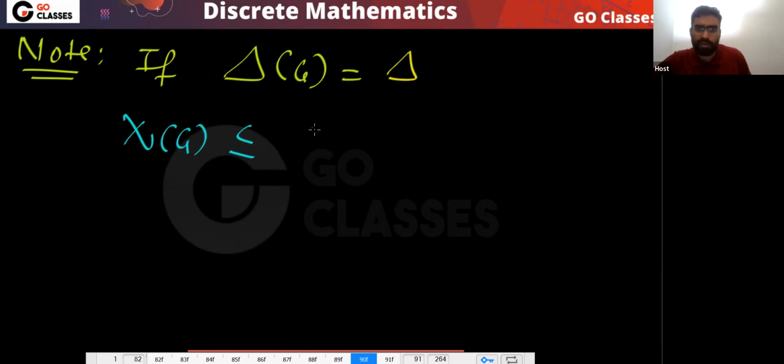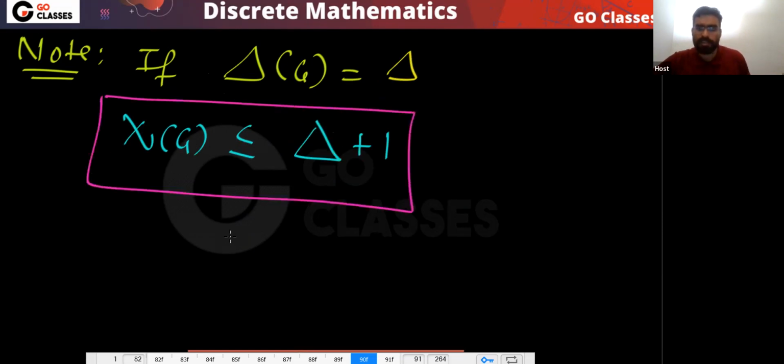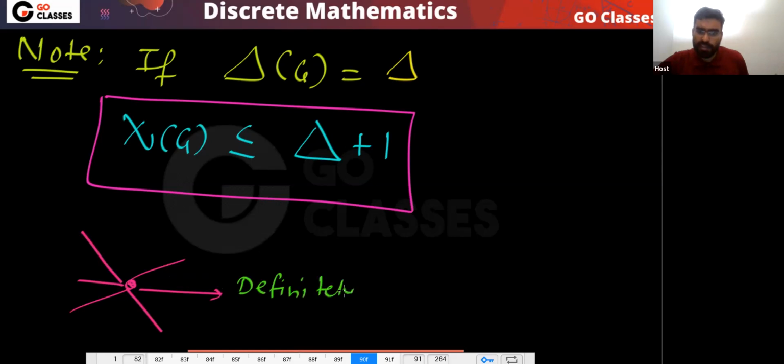Definitely it will be less than or equal to delta plus 1. I can guarantee that the chromatic number will be less than or equal to delta plus 1. Why? What is the reason? Because any vertex you take will definitely get a color from where to where? It will definitely get a color between 1 to delta.